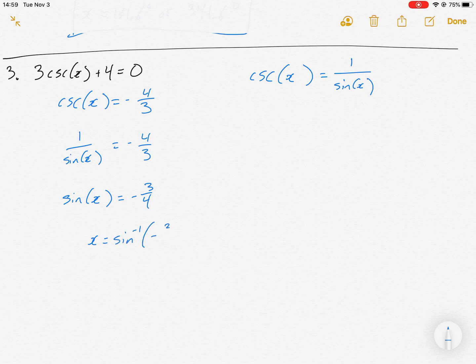We can take sine inverse of both sides, and I end up with the sine inverse of negative 3/4. So I get about negative 48.6. And then in order to find the other one, we take the supplement of that. So I'm going to do 180 minus that one, and I get 228.6. Negative 48.6 is not in the correct range, so we're going to do this.